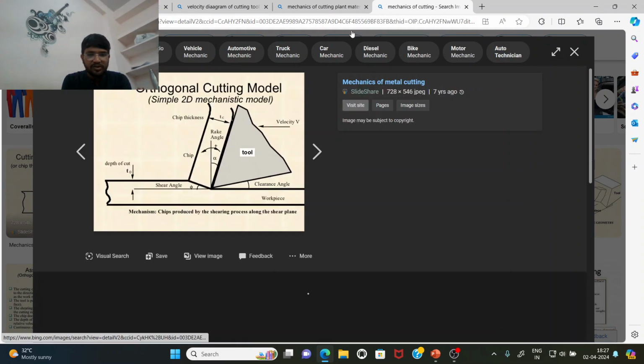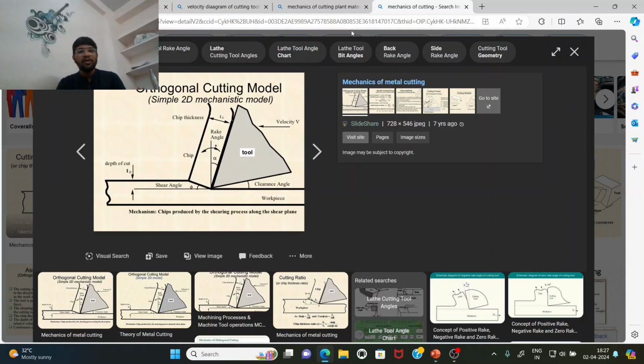Yes, this is a picture of the orthogonal cutting model. It's a 2D model, a simple orthogonal cutting model, and this model can be modified and extended for turning. First we try to analyze this model, and after that we will go for turning.